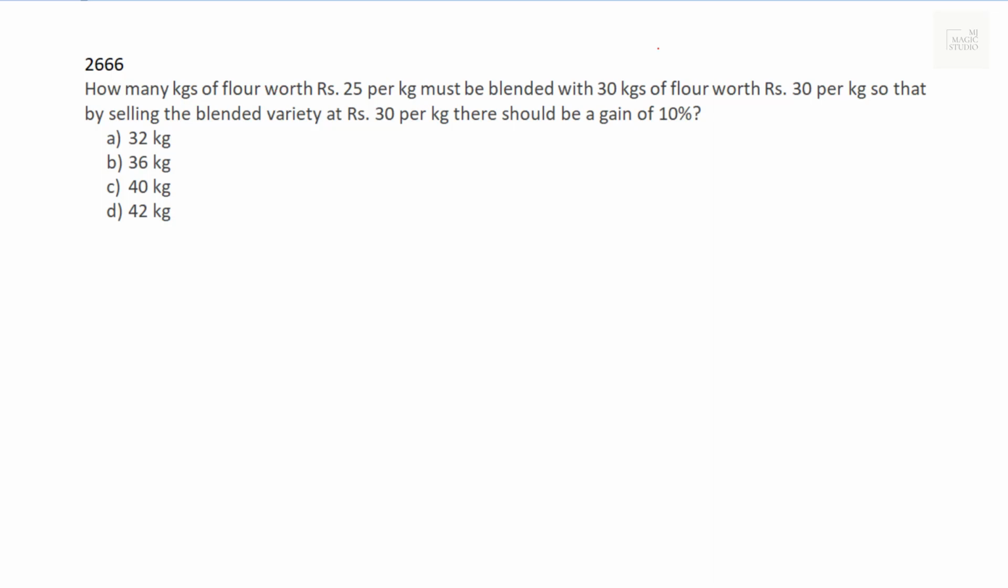How many kgs of flour worth rupees 25, let it be x kgs, per kg must be blended with 30 kg of flour worth rupees 30 per kg, so that by selling the blended variety at rupees 30 per kg, this is the selling price of mixture, there should be a gain of 10%.